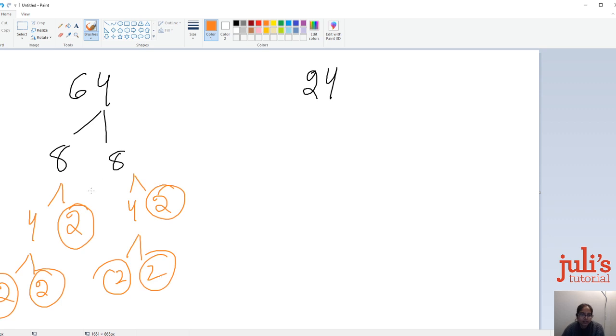Now I just find what this is. 2 times 2 times 2. 2, 3, 4, 5, 6. It's 2 to the 6th power, basically. What's 2 to the 6th power? Who can give me what 2 to the 6th power is?